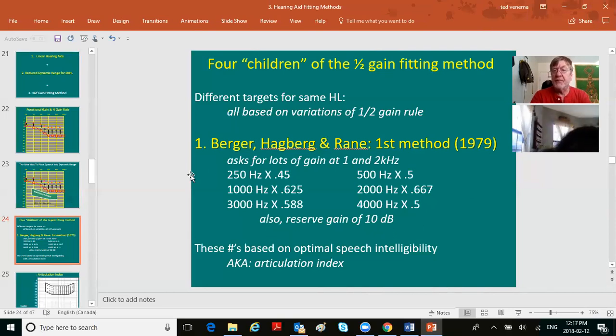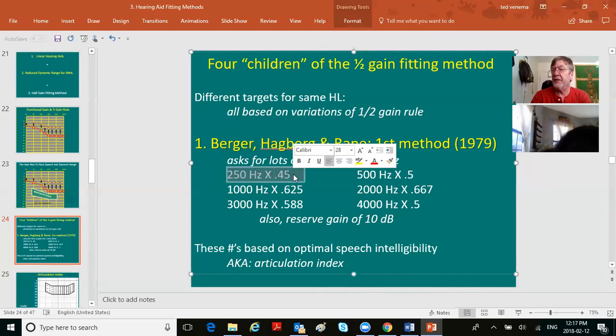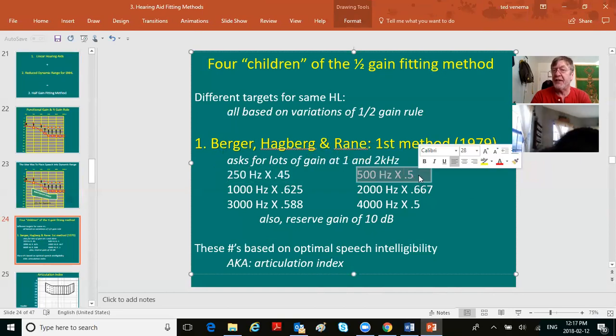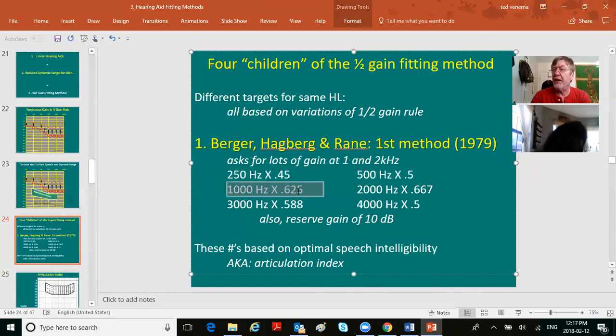At 250, he gave 0.45 of gain. At 500 hertz, half gain. Do you see that? And now at 1,000 hertz, more than half gain. At 2,000 hertz, more than half gain. At 3,000 hertz, more than half gain. And then at 4,000 hertz, half gain again. And then he gave that reserve gain of 10 dB that we've talked about.